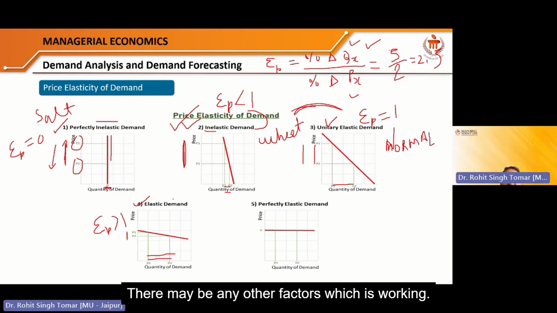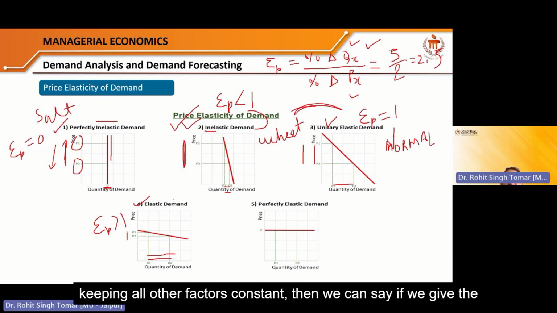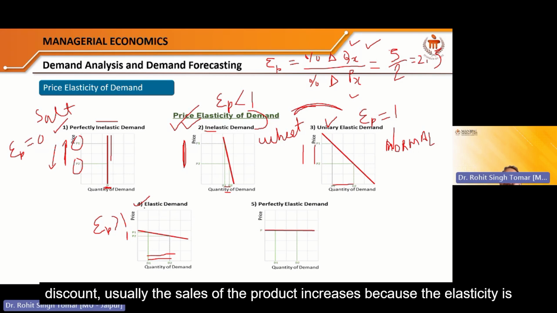There may be other factors working, but usually when we consider only quantity and price, keeping all other factors constant, then we can say if we give a discount, usually the sales of the product increase because the elasticity is more than 1.